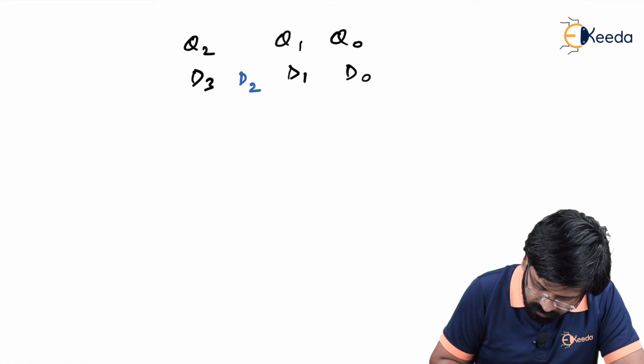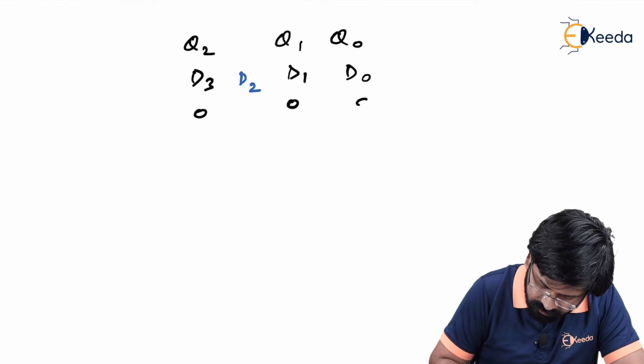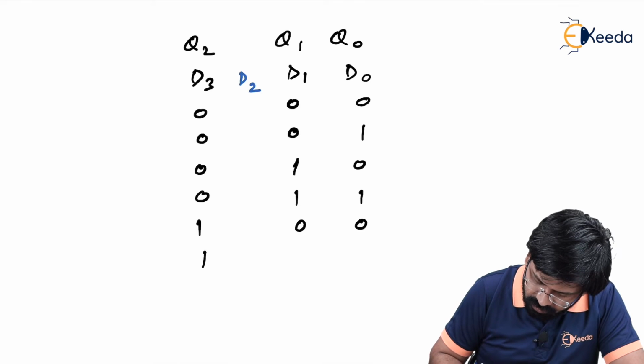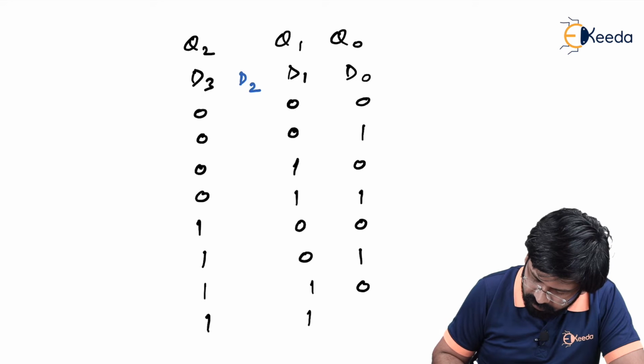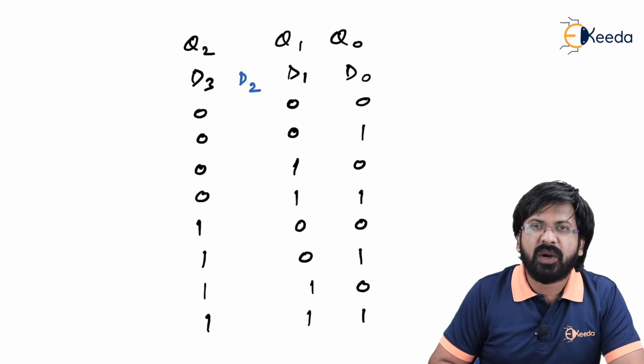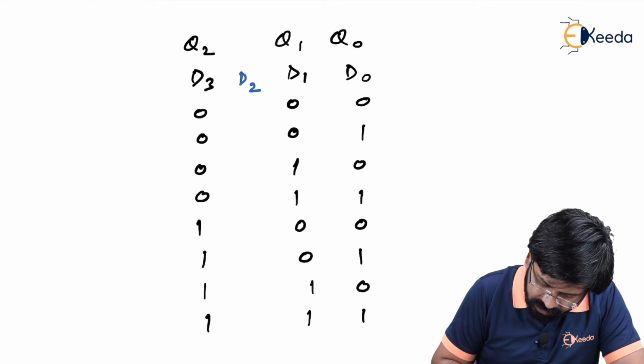Q2, Q1, Q0 will rise from 000. Then next would be 001. Next is 010. Next is 011. After that you will get 100, 101, 110, and at the end it will give you 111. Meanwhile, since D2 is permanently grounded, D2 will always give you 0. Therefore, everywhere D2 you will find as 0.